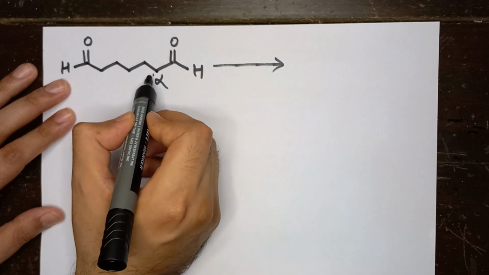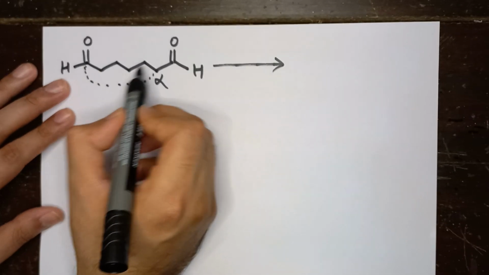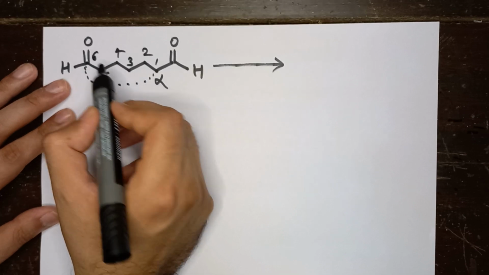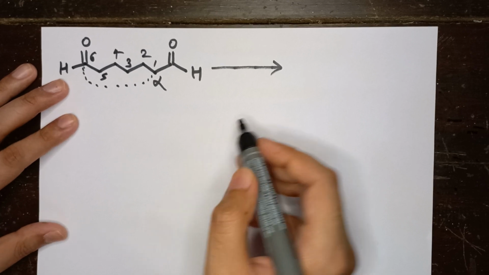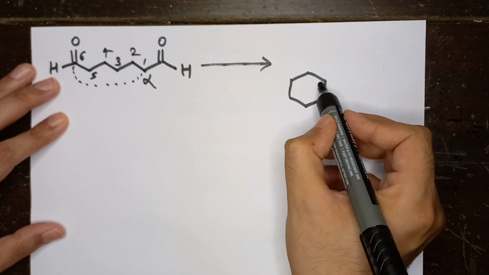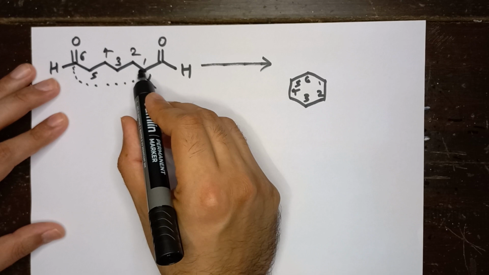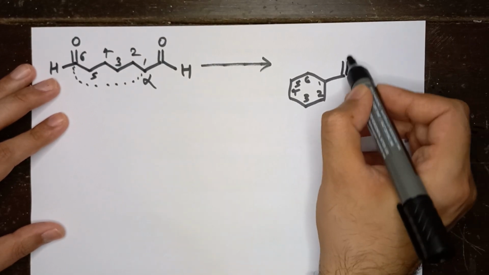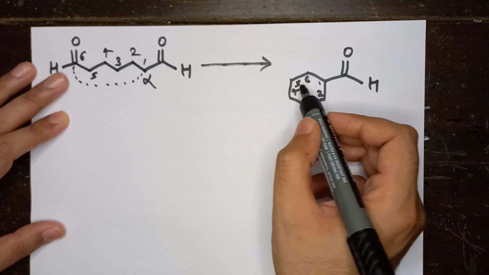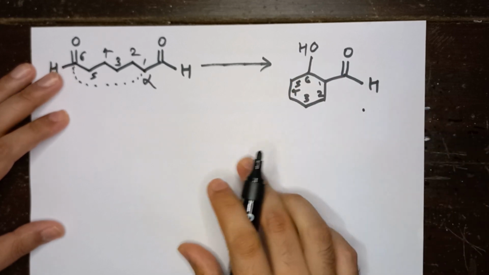So connecting this with this one, we are forming a ring here. That will be 1, 2, 3, 4, 5 and 6. So we are forming a 6-membered ring. So let me draw a 6-membered ring. Let's say this is my 1, 2, 3, 4, 5 and 6. At 1 we have an aldehyde group. At 2, 3 we have nothing, 4, 5 nothing. At 6 the carbonyl is now converted into OH, and this is the product.